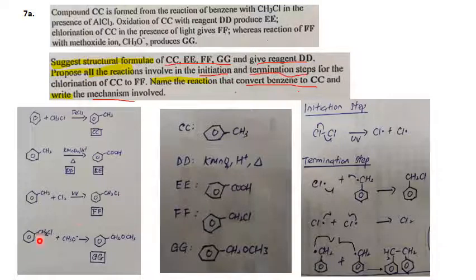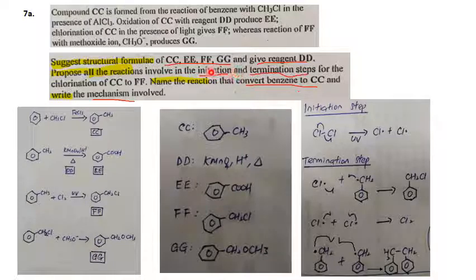Whereas the reaction of FF with methoxide undergoes nucleophilic substitution at the haloalkane part and then forms GG. So while interpreting the question, I will try to write all the equations first. Then it is easier for me to identify all the compounds, products and reagents. So you can check the answer.